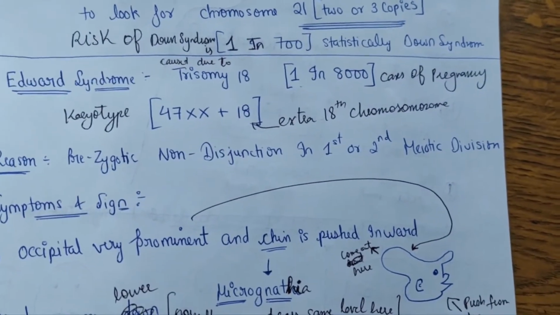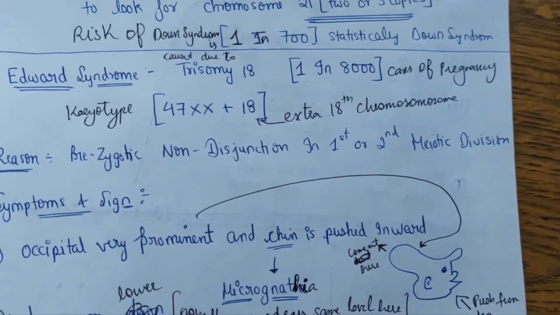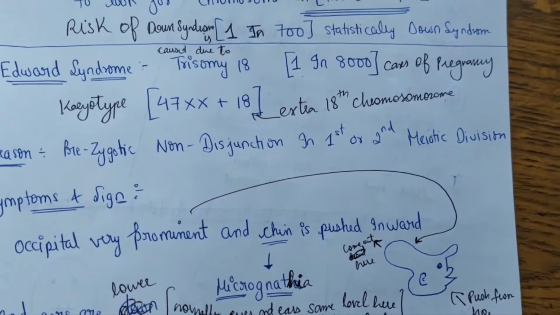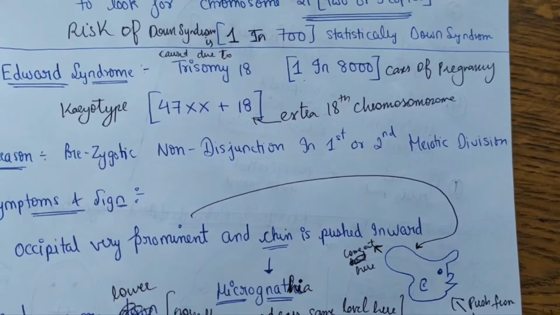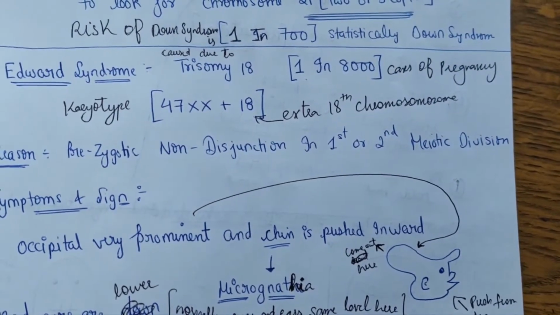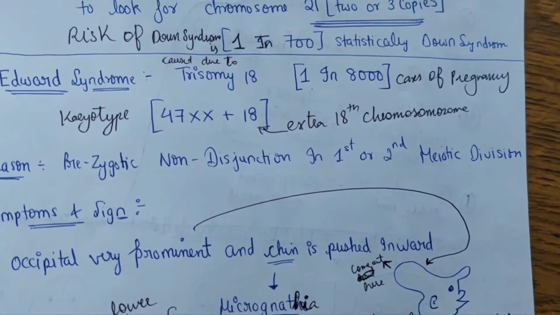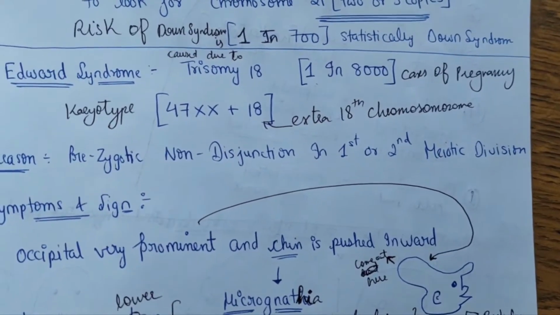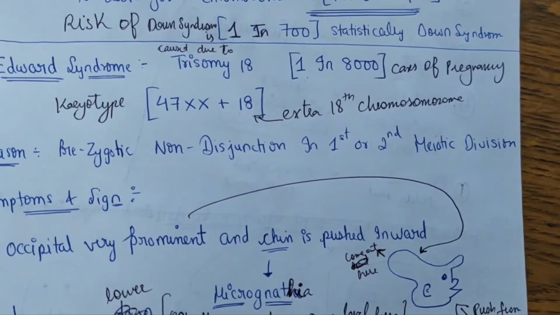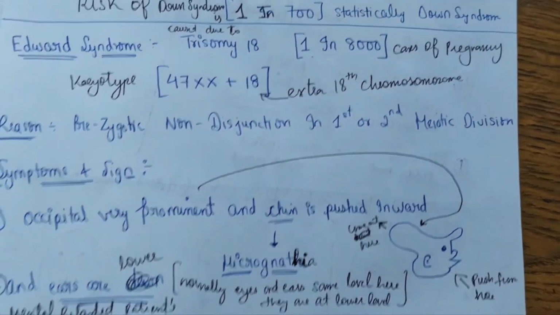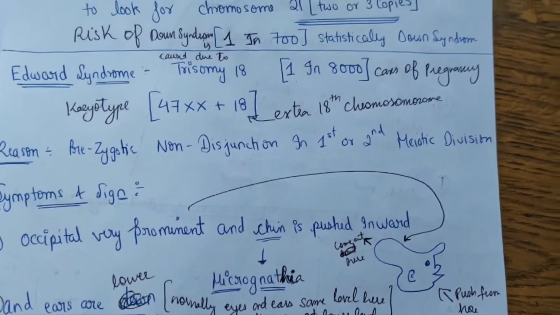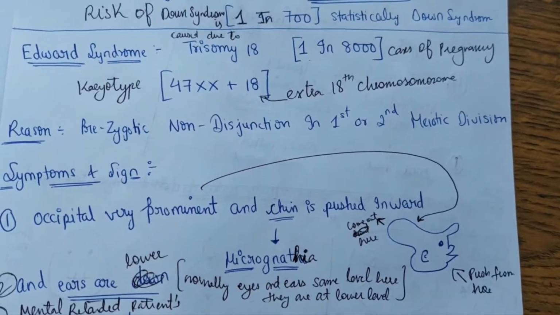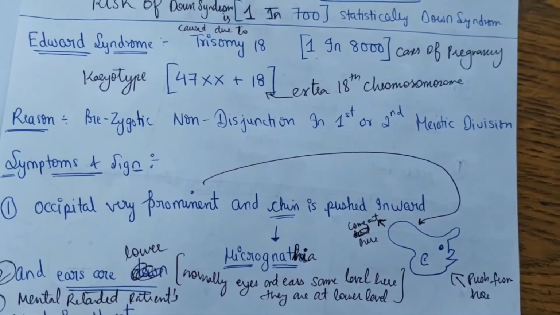Now we are going to discuss another syndrome, that is Edwards syndrome. Edwards syndrome is caused by trisomy of chromosome number 18. The prevalence of Edwards syndrome is 1 in 8,000 pregnancies, so it is much lower compared to Down syndrome. The karyotype of Edwards syndrome is going to be 47,XX, +18, so the extra chromosome is the extra 18th chromosome.